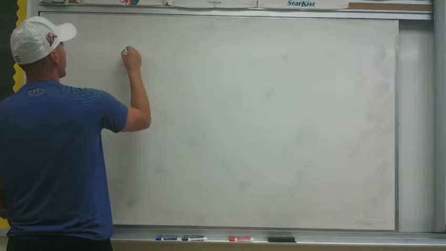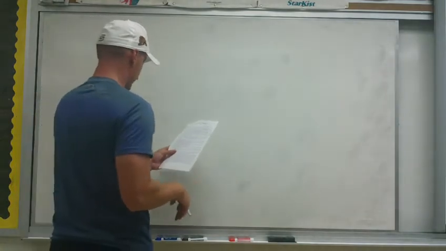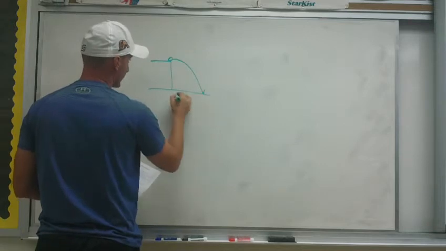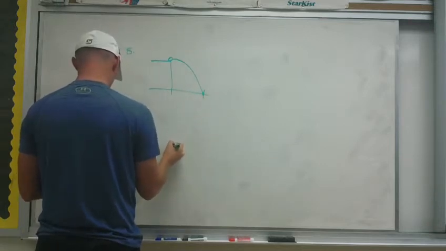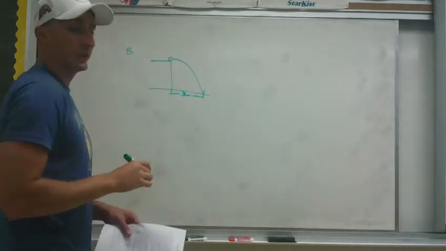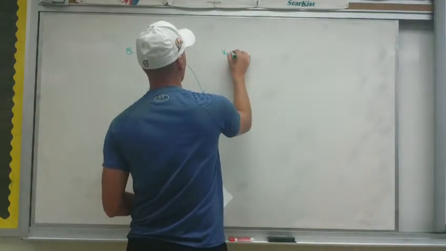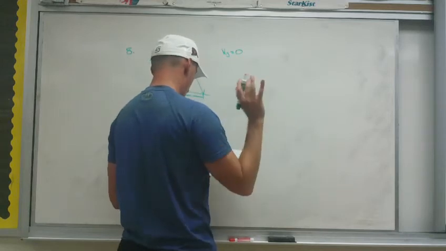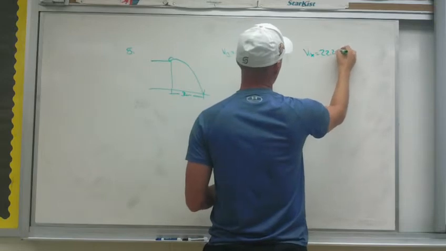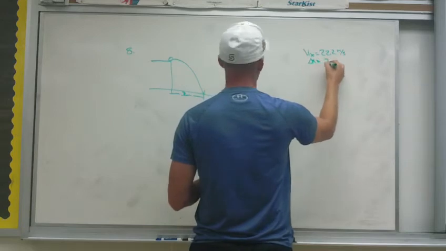Number 8. We know the ball is thrown out horizontally, and it lands 36 meters away from the building. Horizontally, what you know right away is VIY is 0. Got to write that down. VIY equals 0. It says it's thrown out horizontally at 22 meters per second, so VIX is 22.2 meters per second. I know delta x, how far, is 36 meters.